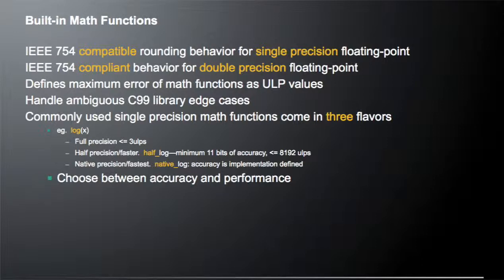There are different flavors of all the math functions. Let's say we want to do the log function. There's a full precision version, which has better than 3 ULPs. There's a half precision version, which is faster, and you have a minimum of 11 bits of accuracy. But again, you're giving up accuracy for the possibility of going faster. And finally, you can do a native function. So you could call the function log, you could call half log, or you could call native log.